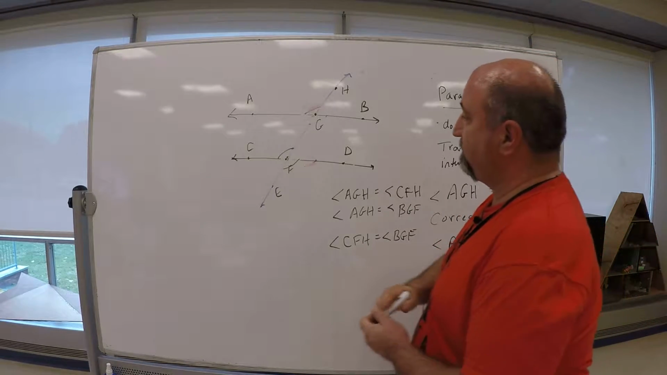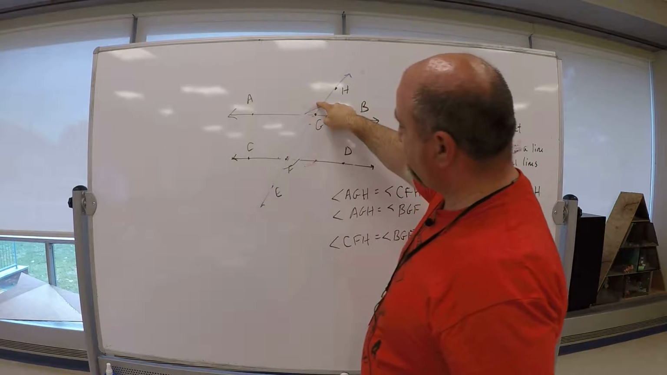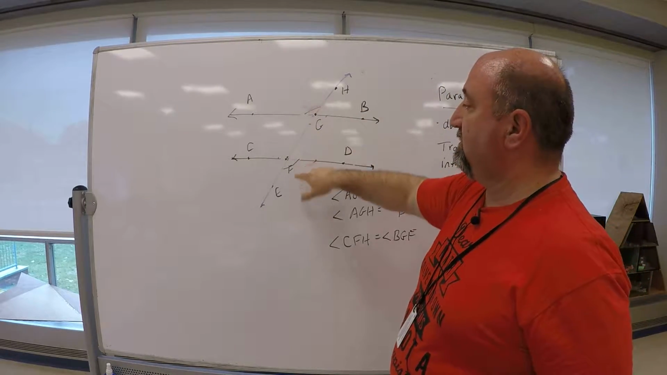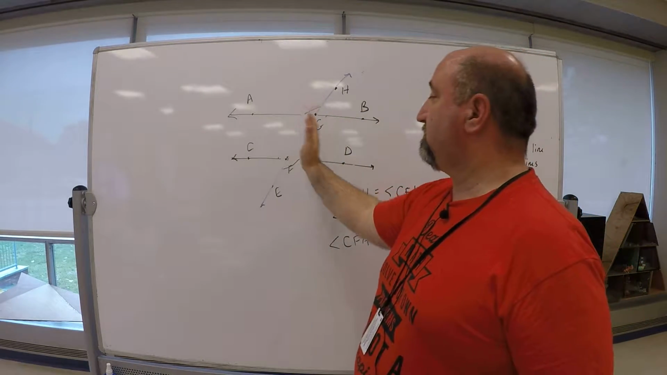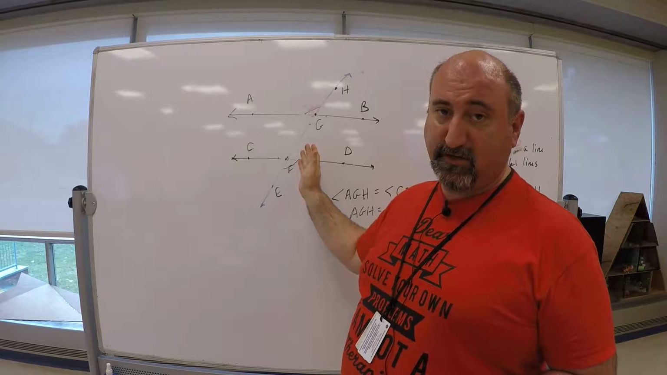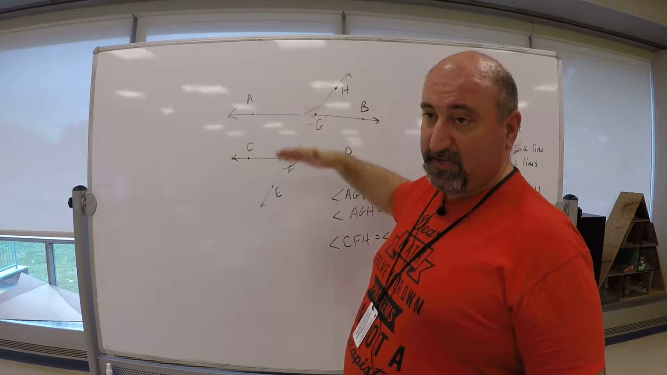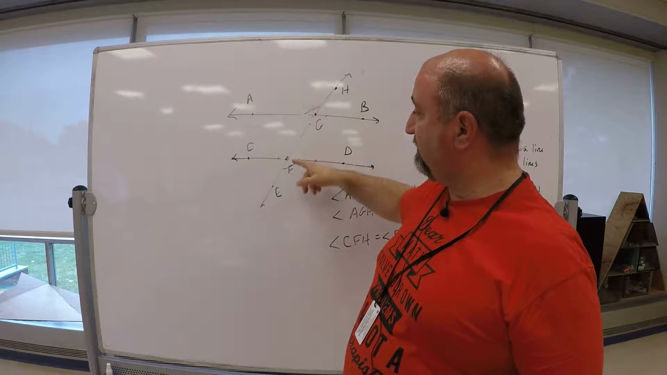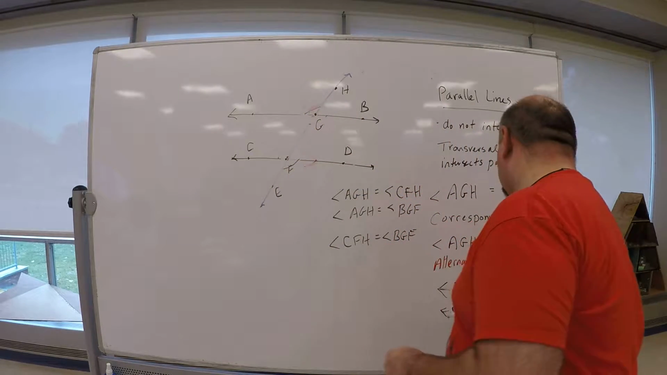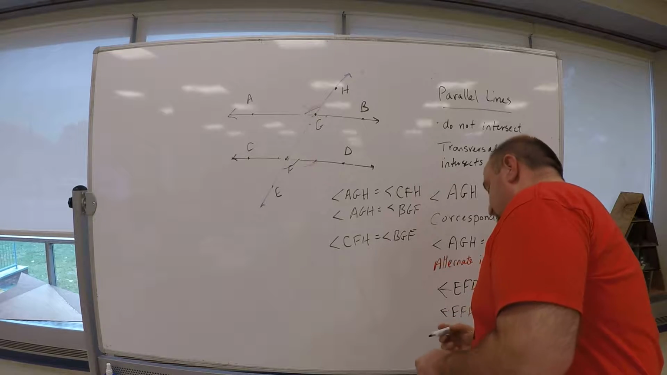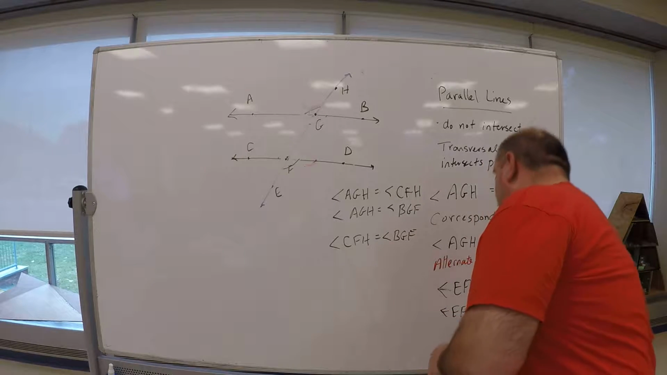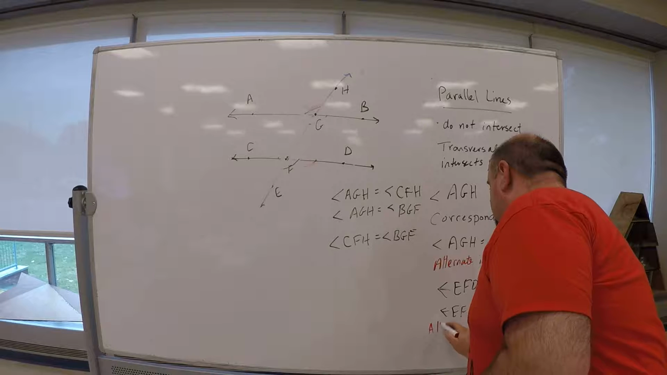So that's a new relationship that we can look at, this angle and this angle. And those angles are, first of all, alternate because they're on alternate sides of the transversal, and they are exterior because they're outside of the parallel lines. One is above it and one is below it. So alternate interior angles, or alternate exterior angles, are also equal to each other.